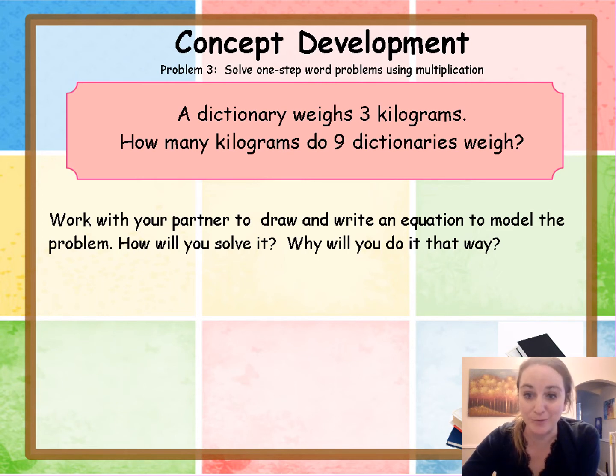9 is my groups. There are 9 dictionaries. What is my each, or the size of my groups? Each dictionary weighs about 3 kilograms. Now I can start to think about this equation as 9 times 3, or cumulatively 3 times 9.